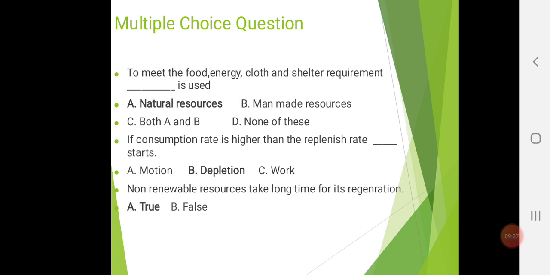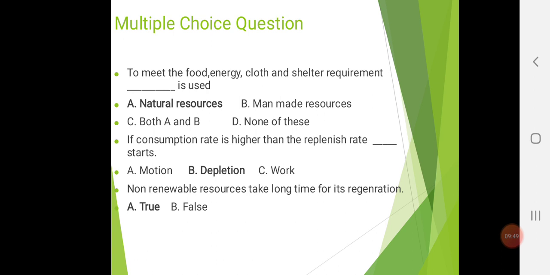Now, as you can see here, a multiple choice question. Guys, please don't think your chapter is finished. No, I have given some multiple choice questions based on what we have learned. Your chapter has not finished. So, let's see the first MCQ.